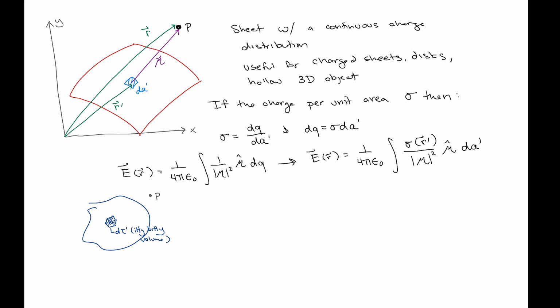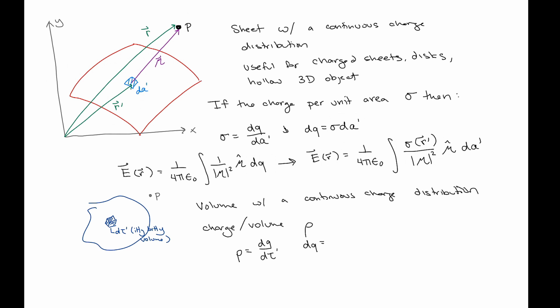Now we're dealing with a volume with a continuous charge distribution. For the charge per volume, we're going to use the symbol rho, where again, just like before, rho is equal to dq over d tau, our little bit of volume. So now I can rewrite dq as equal to rho times d tau. Hopefully this makes sense now.